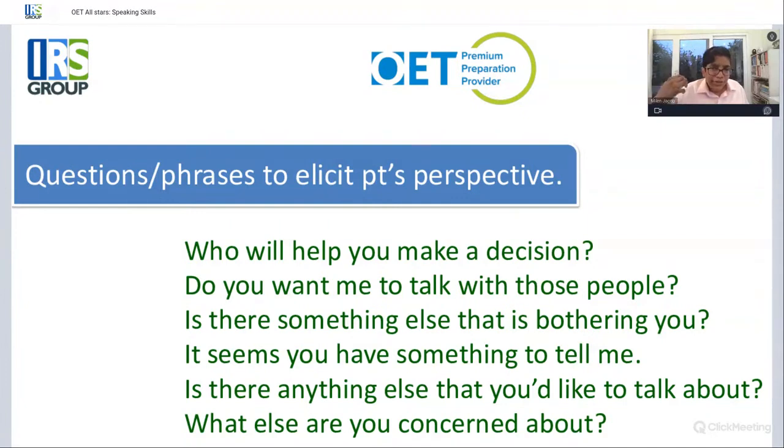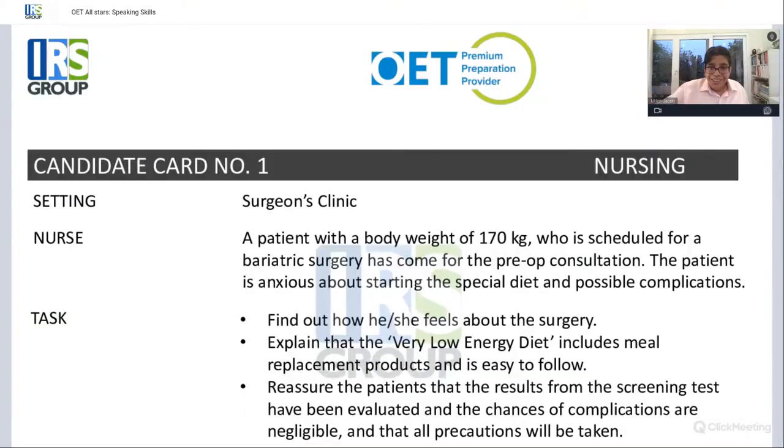So to practice this, I've got a role play card as always. How can you elicit this patient's perspectives? Let's try it out. In the chat box, you can post your comments.